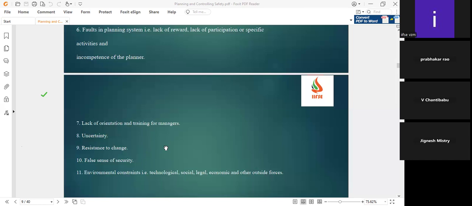Uncertainty. Uncertainty means uneven things happen in between. In the planning itself, nobody is thinking about it, because it is an uneven thing. Nobody can expect it. Suddenly, even the design department is not expecting this result. Those uncertainties may also happen in between.